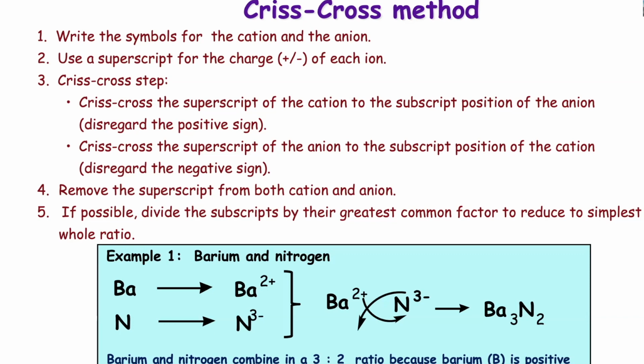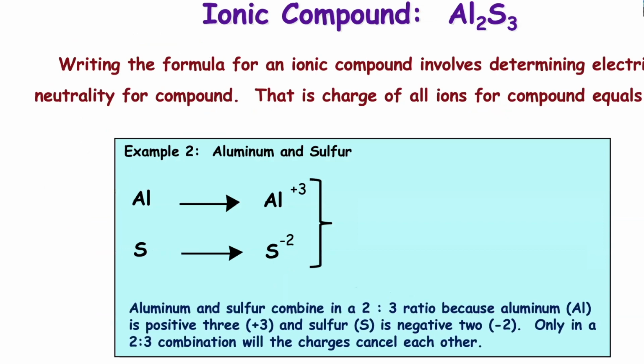It's called the Criss-Cross trick. If you have 3 barium giving up 2 electrons apiece, that's 6 electrons. If you have 2 nitrogens gaining 3 electrons apiece, that's 6 electrons. That's the formula for barium nitride. It's the Criss-Cross method, okay? Let's take a look at another example.